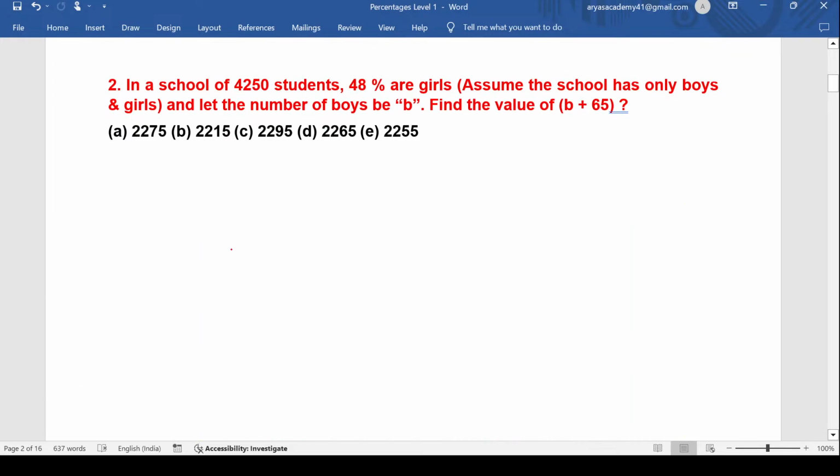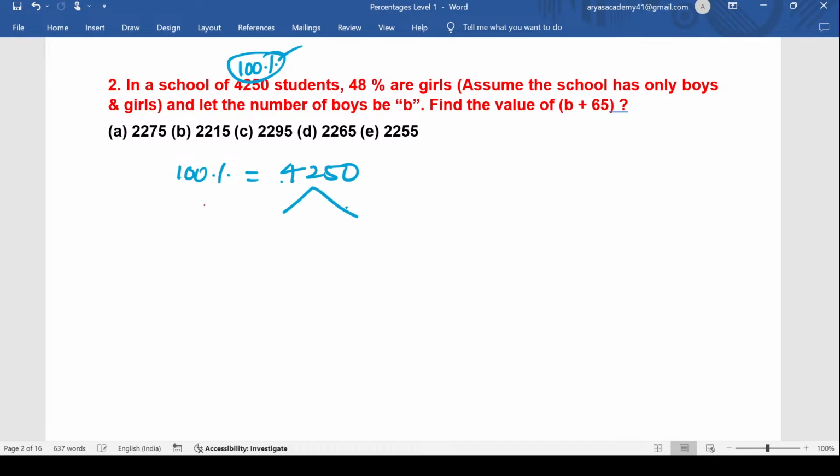In a school, there are 4,250 students. I have already taught you the concept. Whatever may be the number, here it is 4,250. In the next question, it may be 10,000 or 20,000 or 25,400, whatever may be the value, the total strength will always be what percent? 100%. So here the strength of the school is 4,250, right?